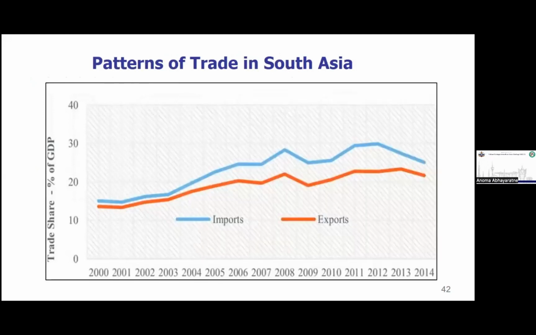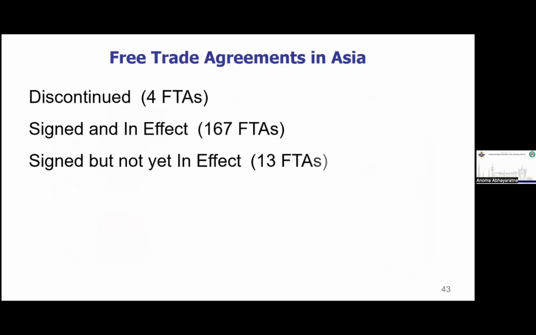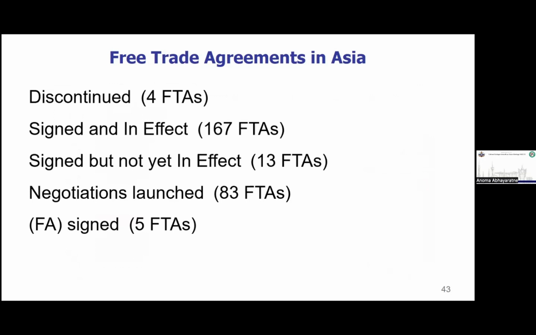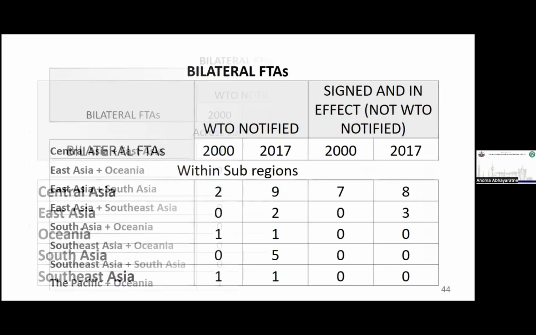This is the pattern of trade in South Asia. You can see that imports have increased. Also, exports have increased. There are many free trade agreements signed in Asia. 4 of them have been discontinued. 167, that's quite a large number, have been signed and are in effect. 13 are signed but not yet in effect. Negotiations have been launched for 83. Only 5 have been signed. These numbers, you can refer to them later.